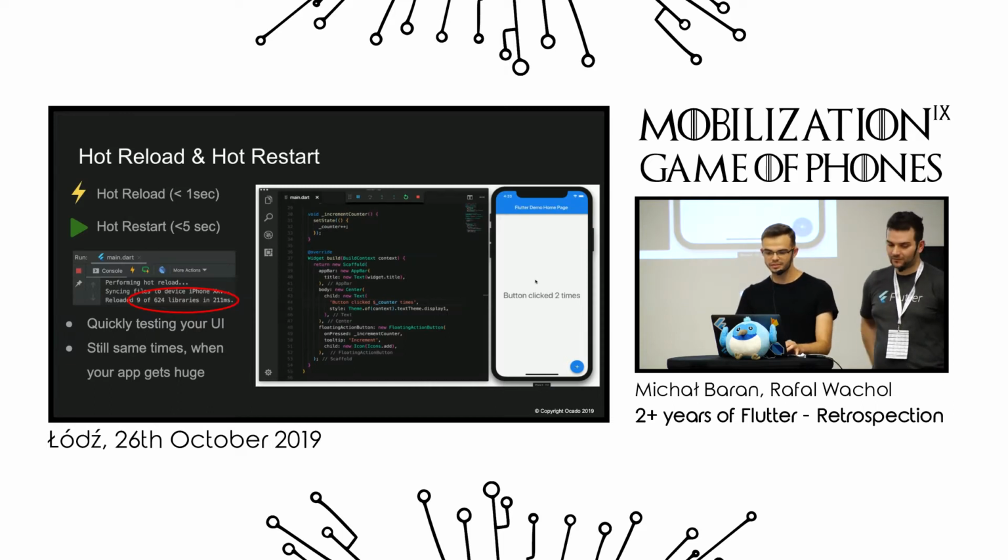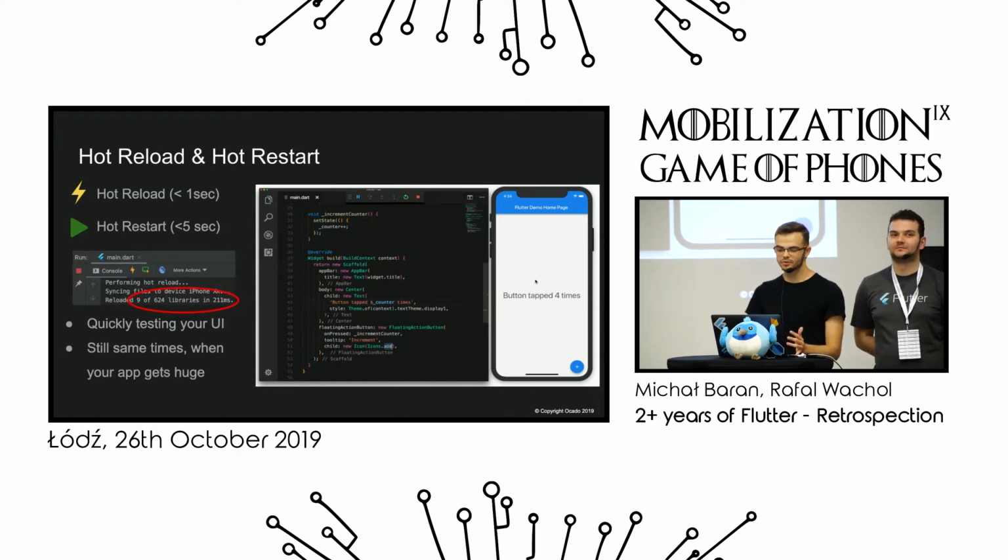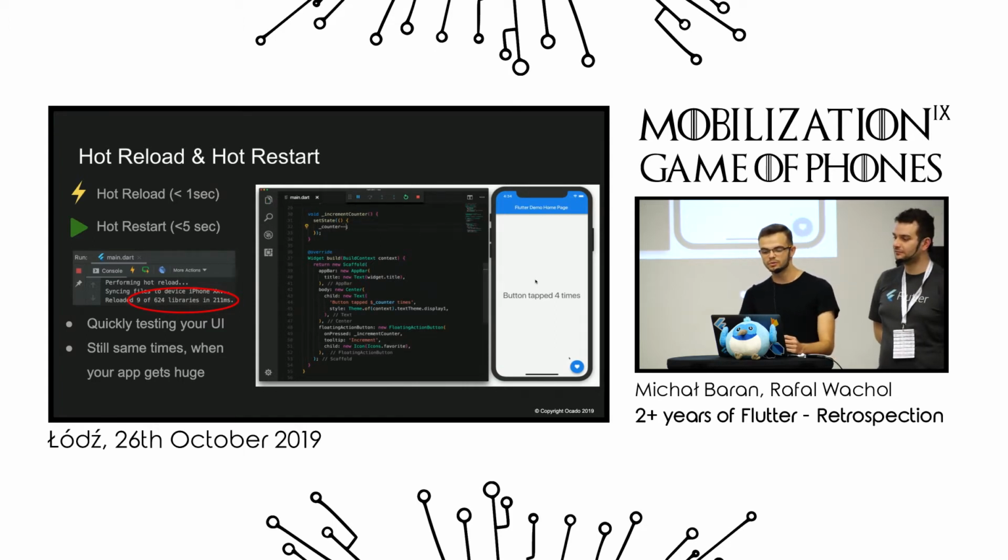Next big thing is hot reload and hot restart. So with hot reload, we can deploy changes in our code to the device in less than 1 second. And it works for most of the things like changing text, colors, shapes, positions, layouts, just anything you need to quickly test your UI. There are a few circumstances when it won't work, in which case we have to use hot restart to completely restart the app with our changes. But this will take only up to a few seconds.